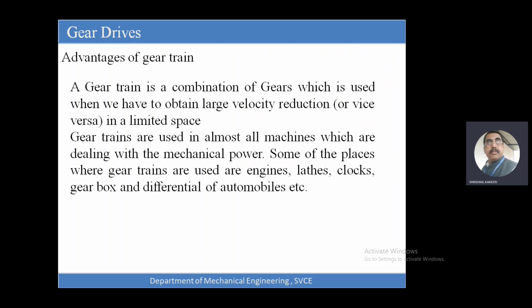Second, sometimes I need to change the direction of rotation. At that time I'll be using gear trains. These are the most common uses of gear trains. I'm not talking about gears, I'm talking about gear trains. Why are you using more than two gears in a system? To change the direction, to change the speed, maybe increase or decrease the speed, or to fill up the gap between the two gears.